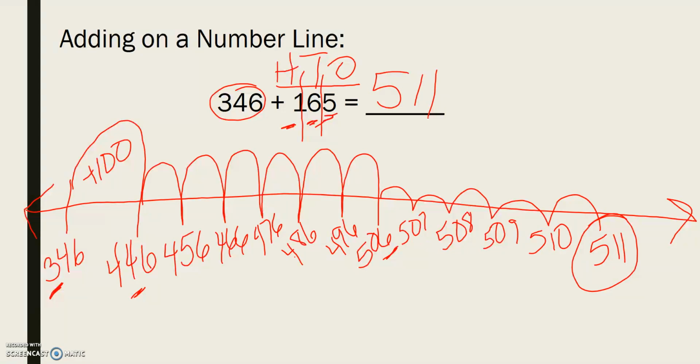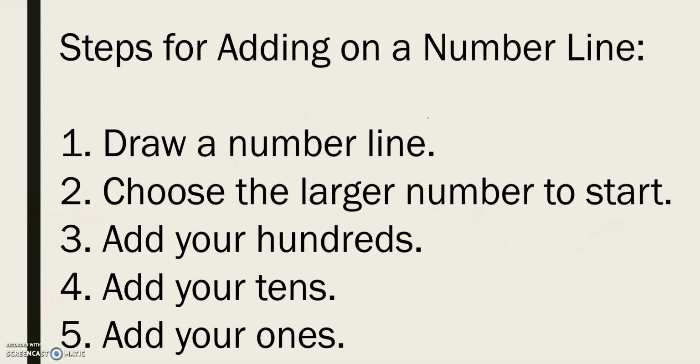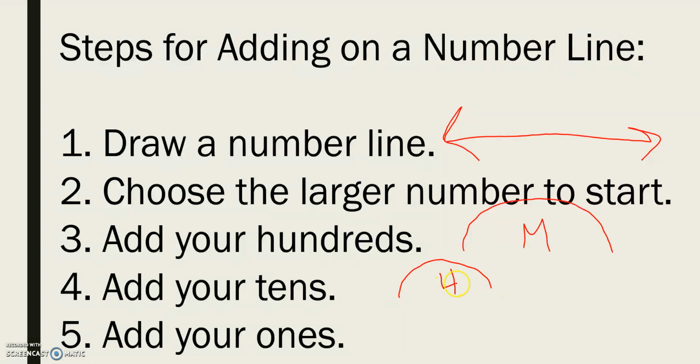So let's review the steps for adding on a number line. First, you draw your number line. Then you choose the larger number so that you don't have to jump as many jumps. Then you add your hundreds, which are your mountains. Then you add your tens, which are your hills. And then you add your ones, which are your rocks.